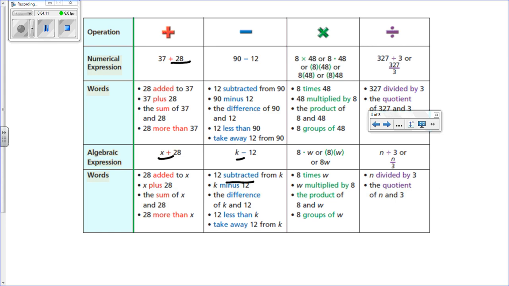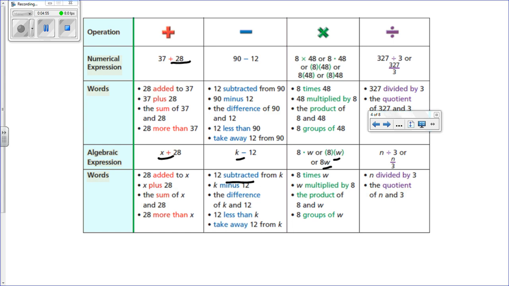Now we have multiplication. Again, a numerical expression, and we can use parentheses, the dot for multiplication, or the x multiplication sign. 8 times 48, 48 multiplied by 8, the product of 8 and 48, and 8 groups of 48. And also the algebraic expression, and once again we can use the dot, the parentheses, or simply the 8 and the variable, because that implies multiplication. 8 times w, w multiplied by 8, the product of 8 and w, 8 groups of w.